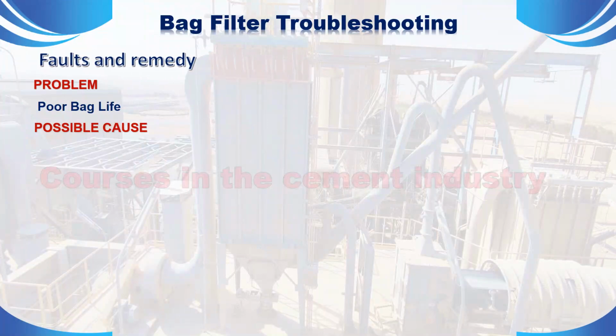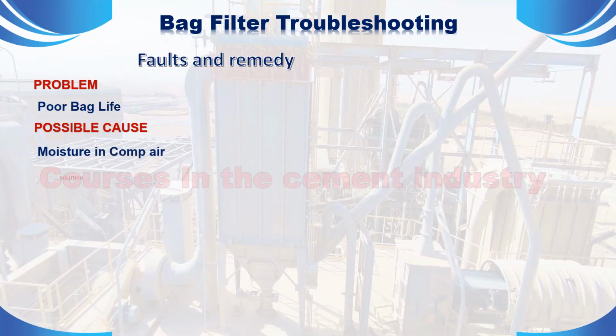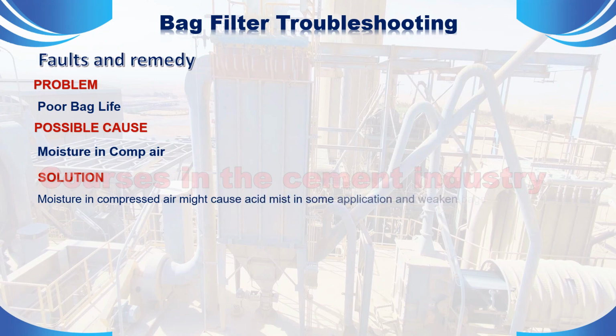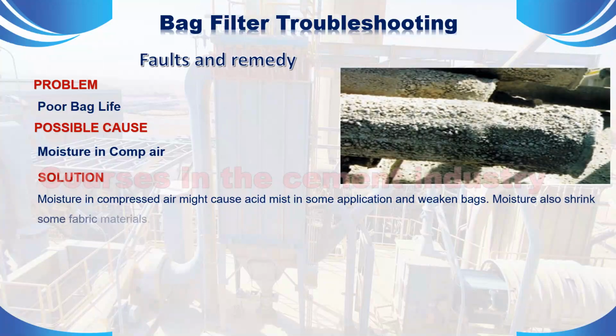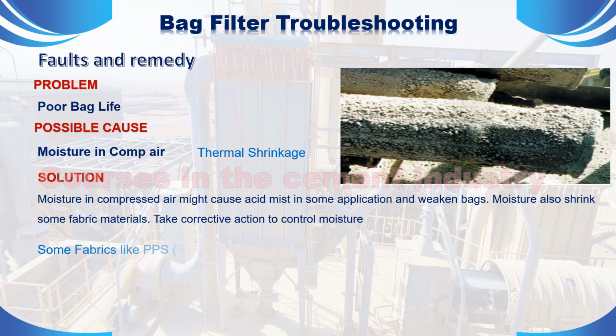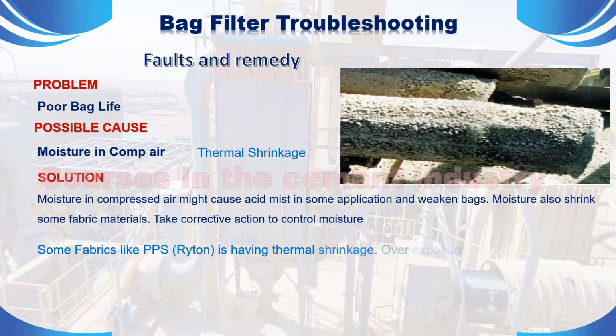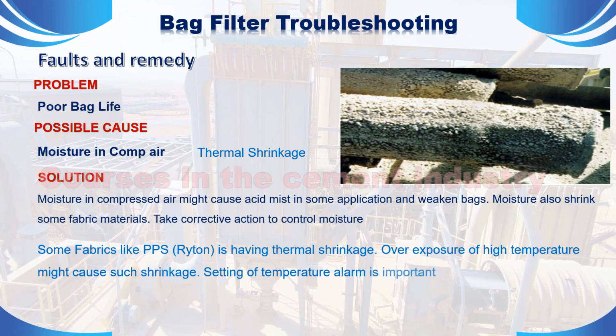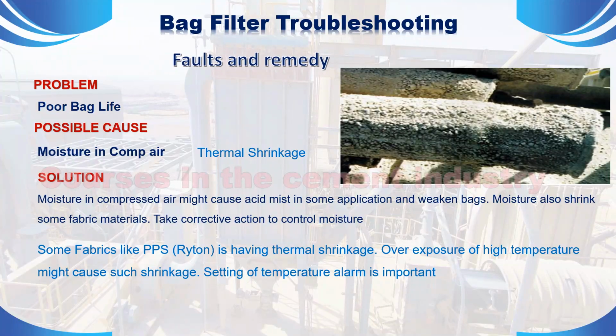5. Moisture in compressed air. Solution: moisture in compressed air might cause acid mist in some applications and weaken bags. Moisture also shrinks some fabric materials. Take corrective action to control moisture. 6. Thermal shrinkage. Some fabrics like polyphenylene sulfide, Ryton, are prone to thermal shrinkage. Overexposure to high temperature might cause such shrinkage. Setting of the temperature alarm is important.